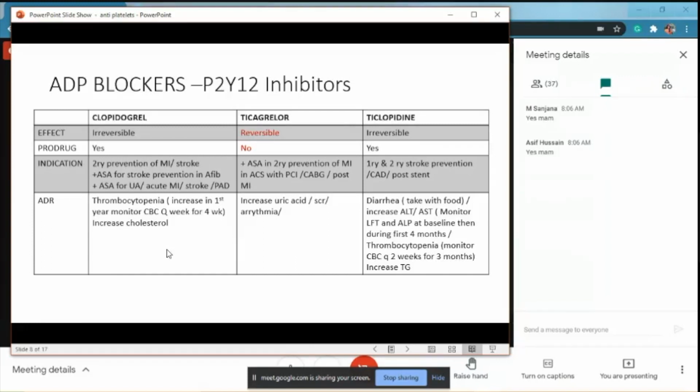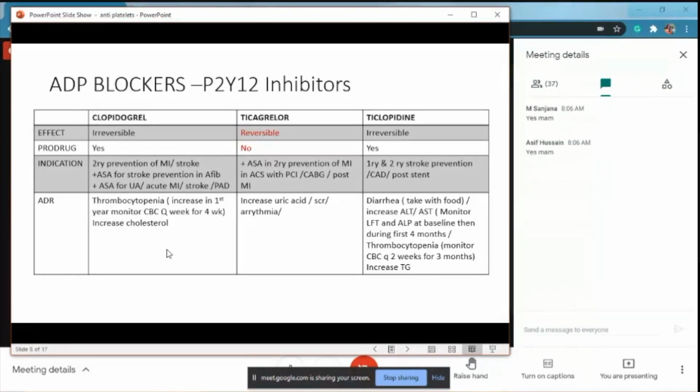Here, ticagrelor can increase the uric acid level. We said that aspirin also can increase the uric acid level, and it can also decrease the effect of uricosuric agents, right? So same like aspirin, ticagrelor can also increase the uric acid level. Now, ticlopidine has quite a lot of adverse effects. That is one reason that it may not be commonly used in practice.